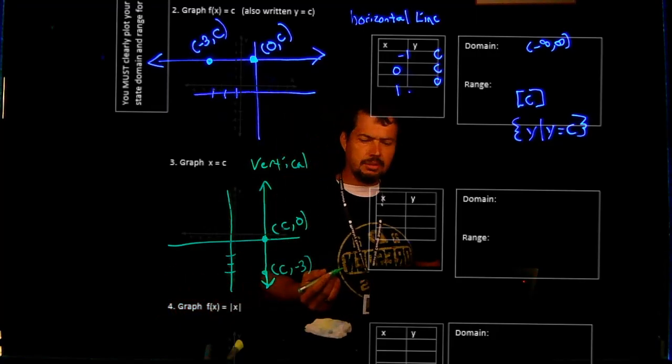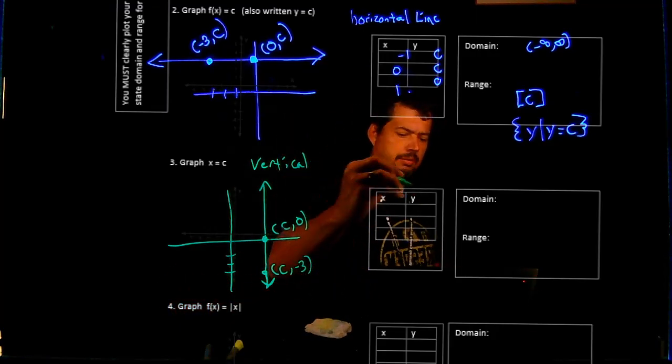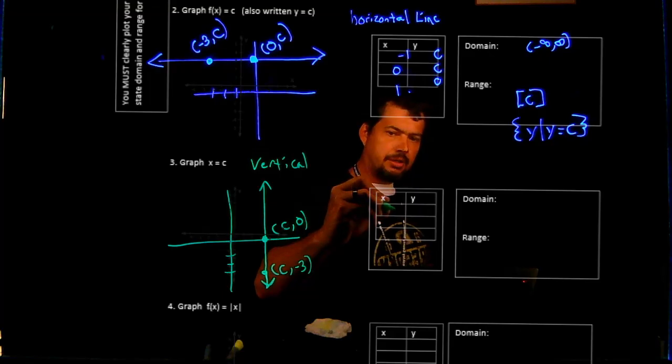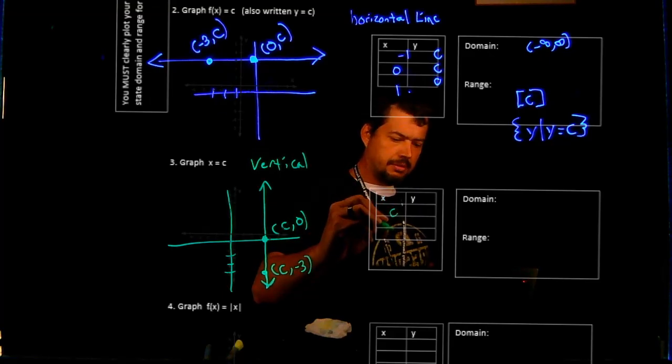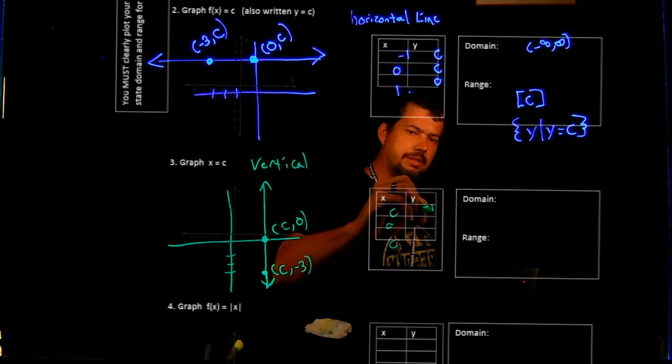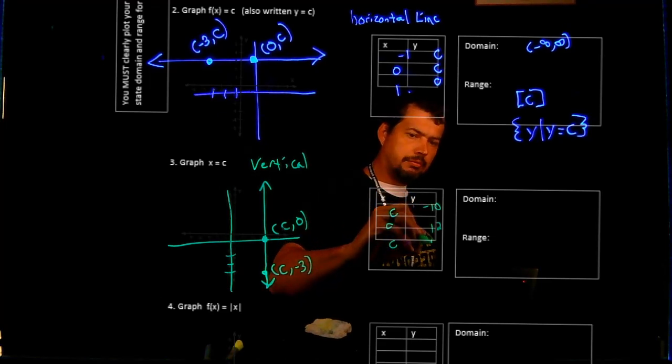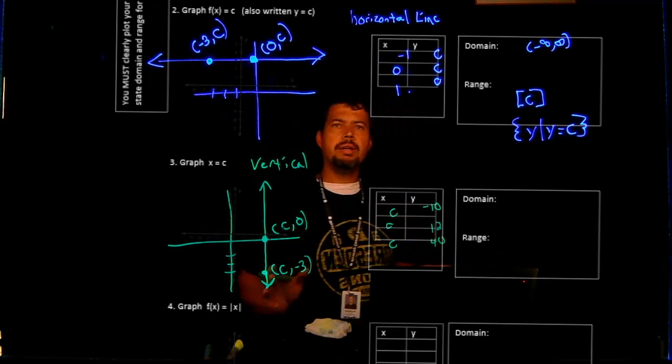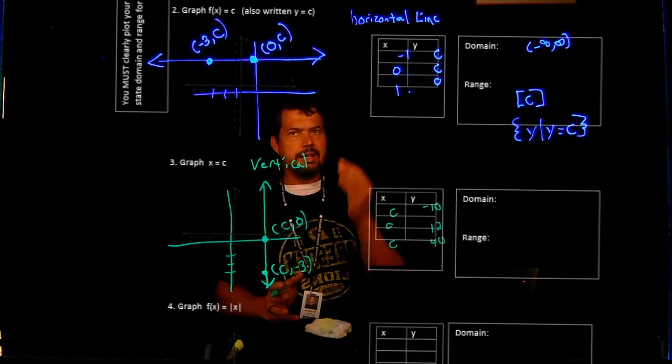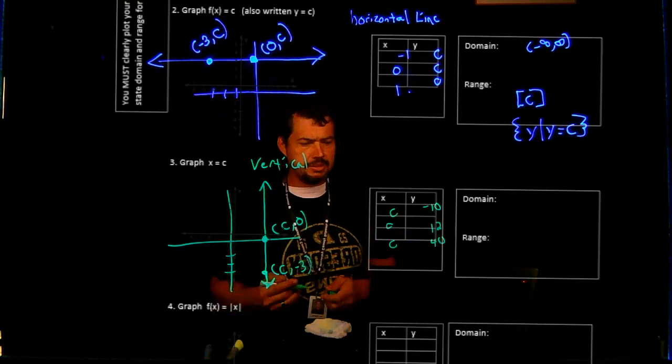What does a table look like for x equals a constant? Well, a table for x equals a constant is just that all these x's are c's, and the y values could be anything. They could be like -10, 12, 40. Doesn't matter what they are, but the x is the thing that stays the same. That's what makes it vertical.